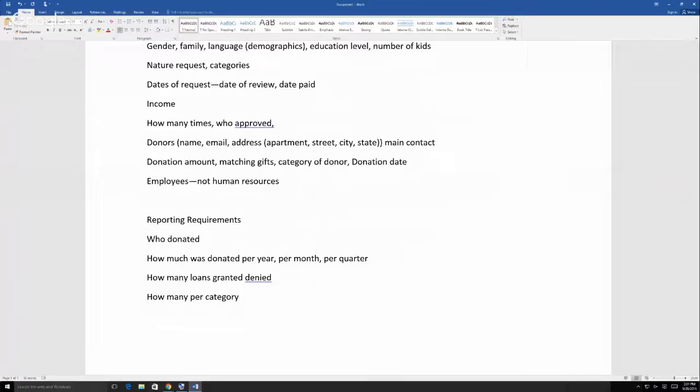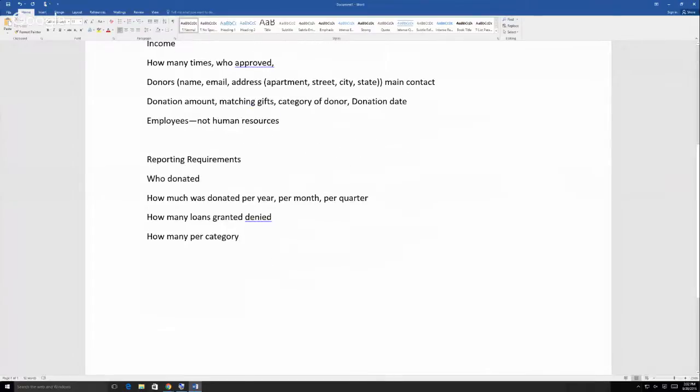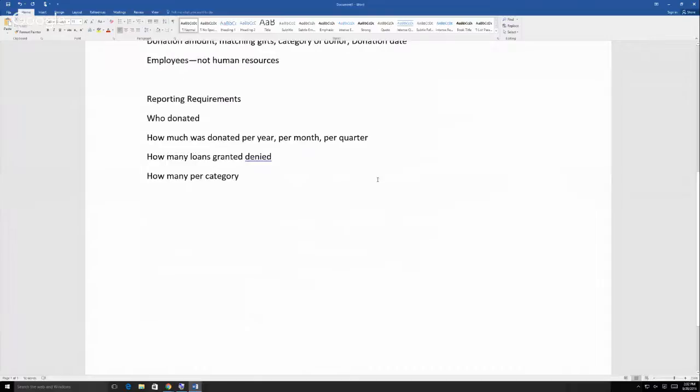Okay. There would be a lot of these. You'd probably want to know how much was donated, total per year, per month, per quarter. Similar kinds of things: loans granted and denied, how many per category, how much per category, per year, per quarter, per month. There'd be a lot of these reports. And again, this is the point of the database to some extent. It's to track that and get these reports out so that you have information about what you're doing.